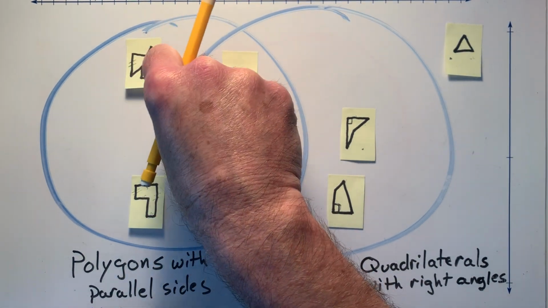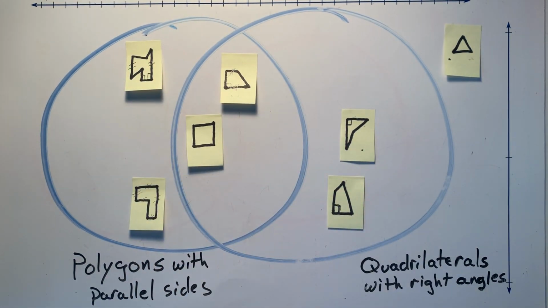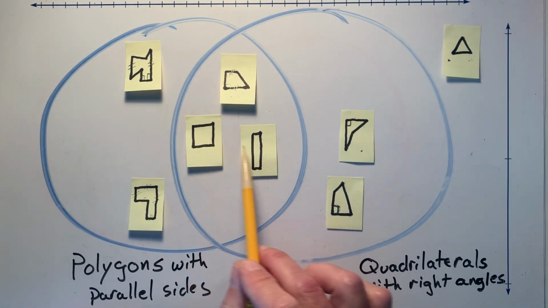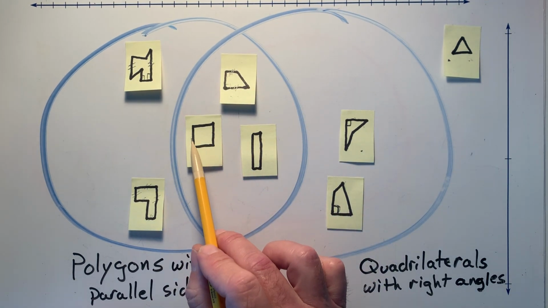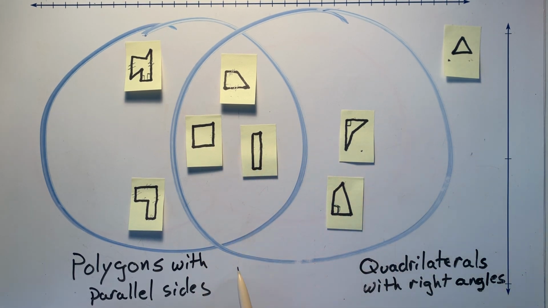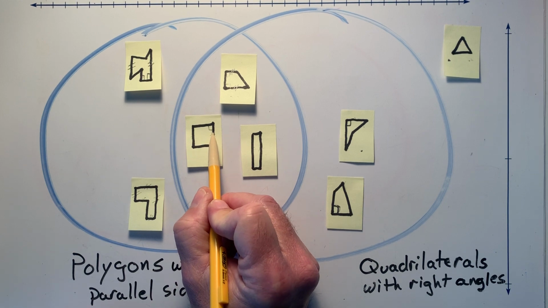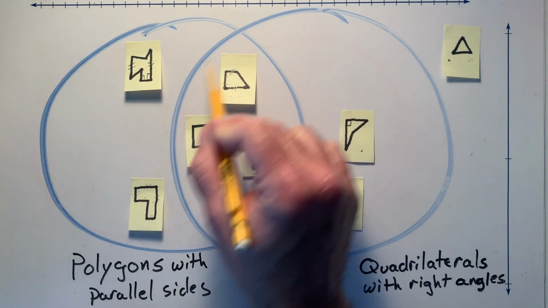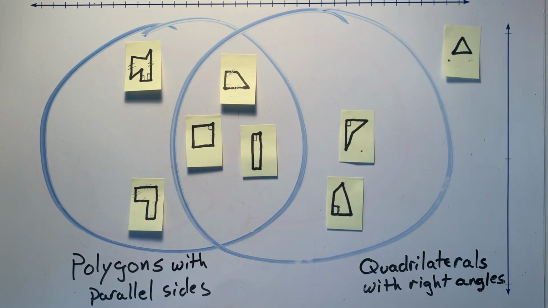Here, with a square, and here, with a rectangle, we would have quadrilaterals, four-sided, and parallel sides as part of the shape. These have right angles because we know that squares and rectangles have right angles. So these would fit in both circles.